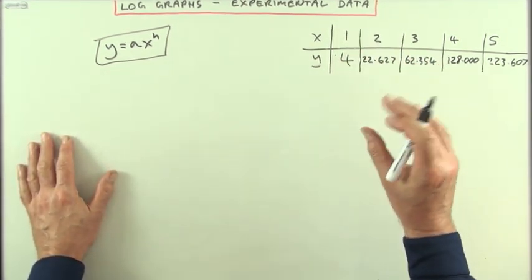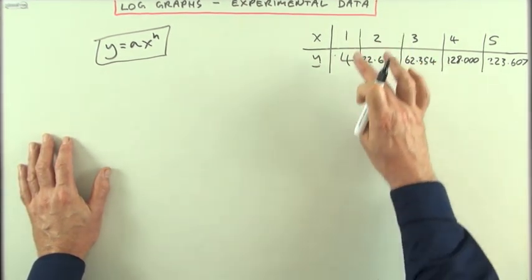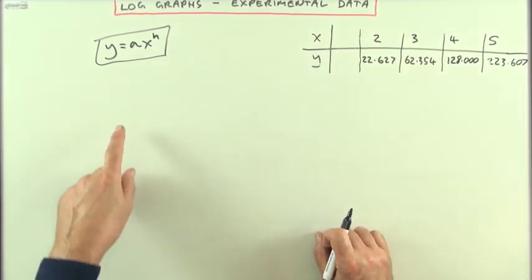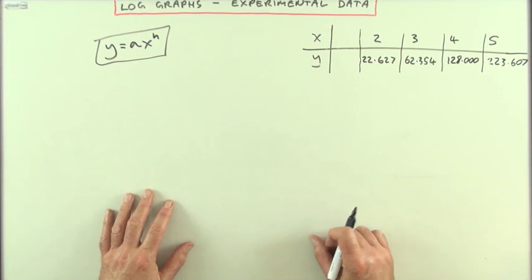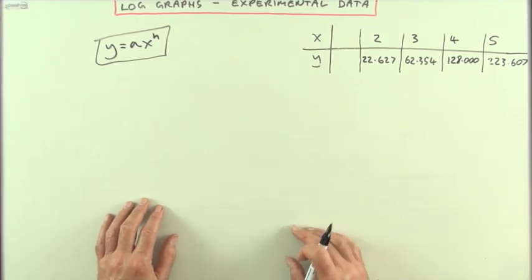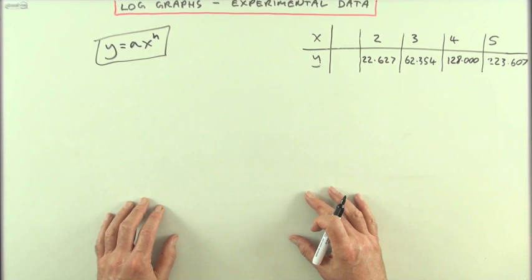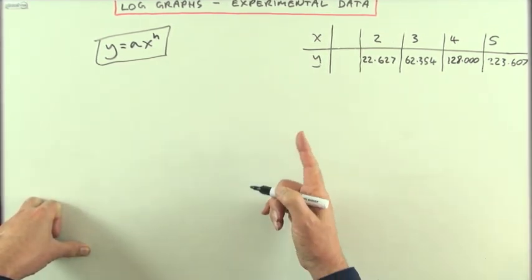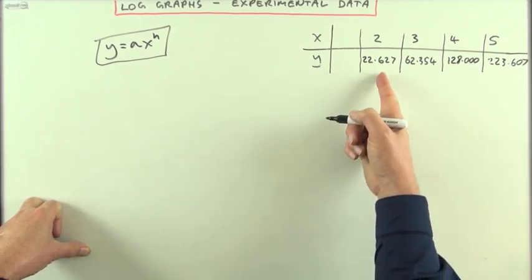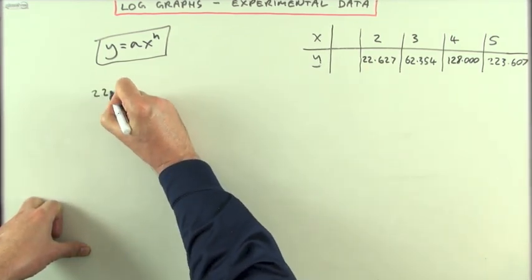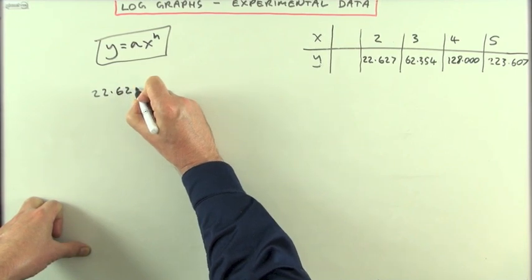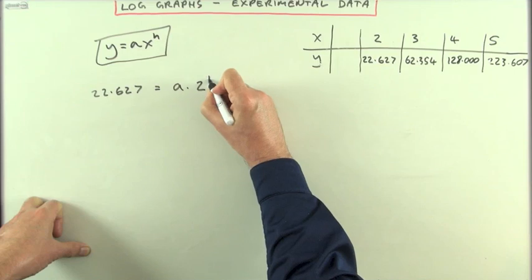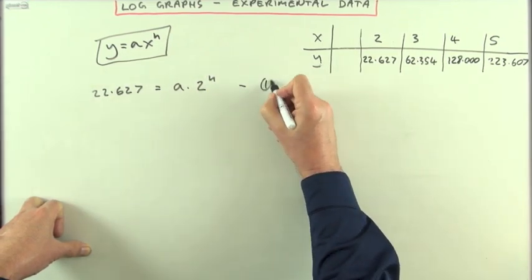Now, yes, it goes on and on and on. Now, if you didn't have the luxury of that 1 for x, which of course simplified this considerably, as it simplified the log 1, so I just had some other points, then I would still set out simultaneous equations, except I wouldn't have that convenient first one. What I would have in this case would be, using the first one, when y is 22.627, that came from a times 2 to the power n, call that equation 1.